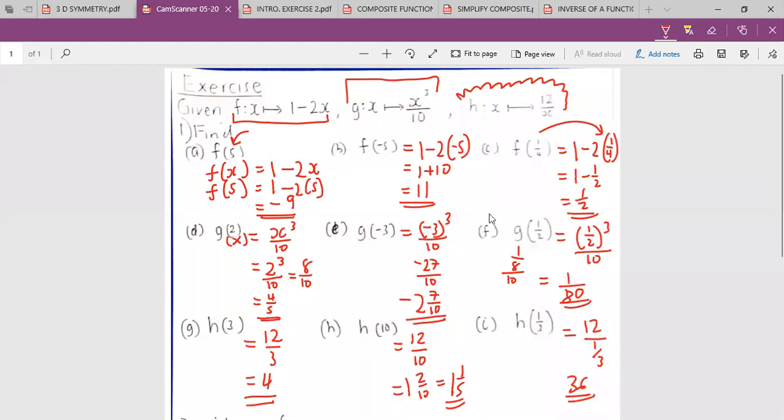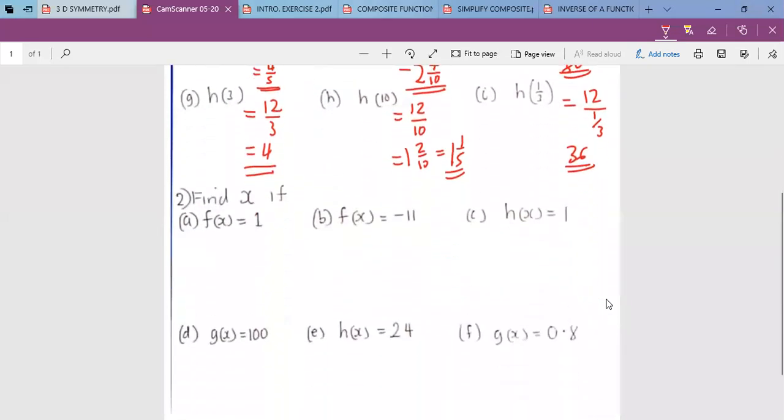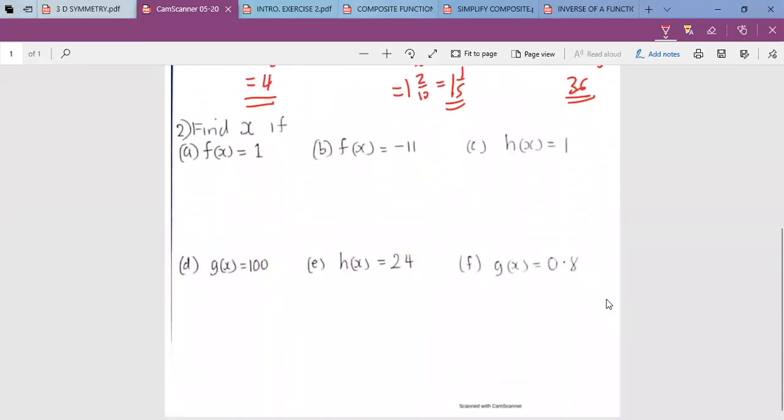So let's move on to question number two. Find x. Find x means we are finding the domain. We are given the range, we are given the answer. We are given the y, right? Because remember we said any function is equal to y. So if f of x is equal to y, that means my y is 1. So I know y, and I need to find x.